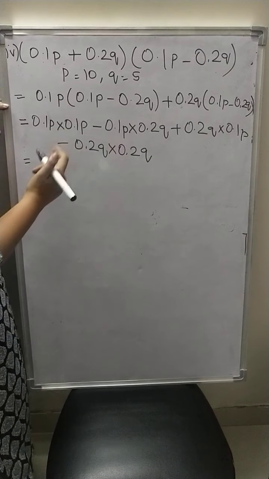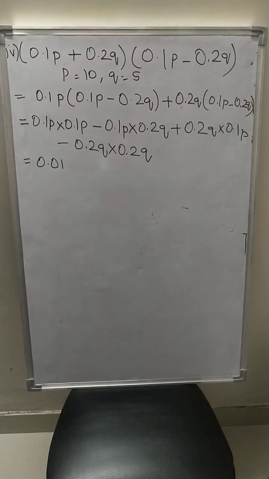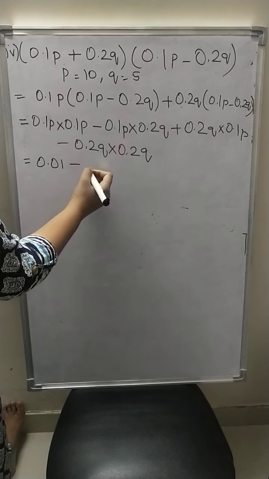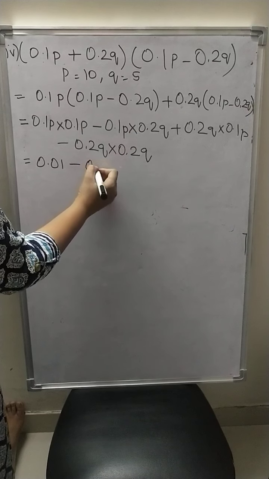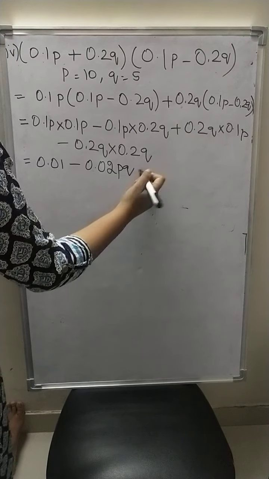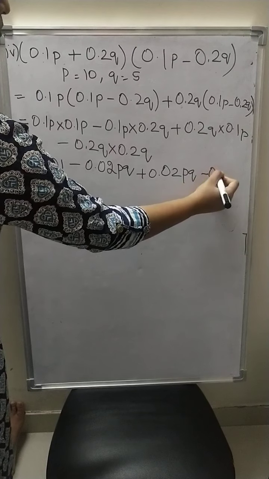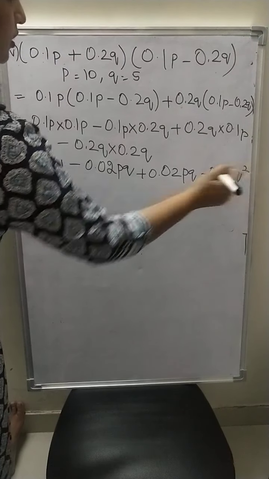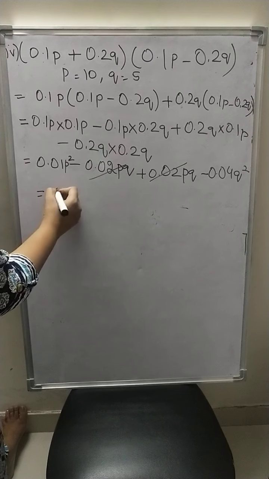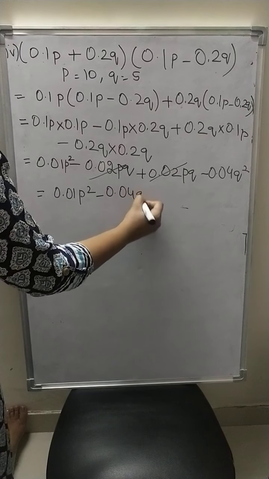Now 0.1 into 0.1 is, children, 0.01. Now 0.1 into 0.2 will give me minus 0.02pq. Here I will get plus 0.02pq minus 0.04q square. Now this and this term will cancel out, and here I'll also get p square. So that is 0.01p square minus 0.04q square.